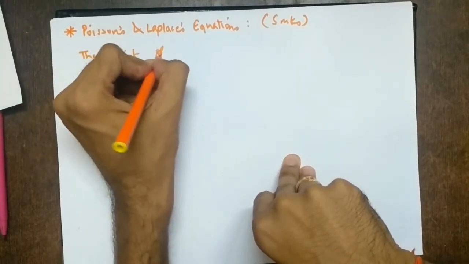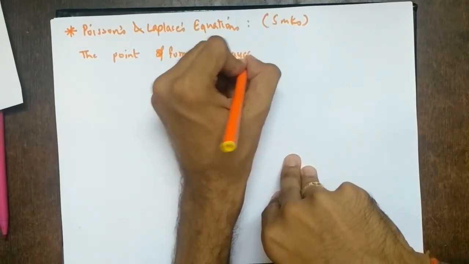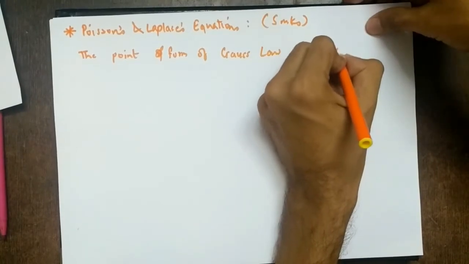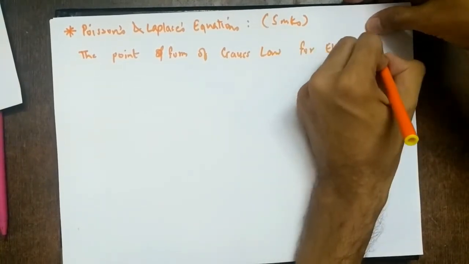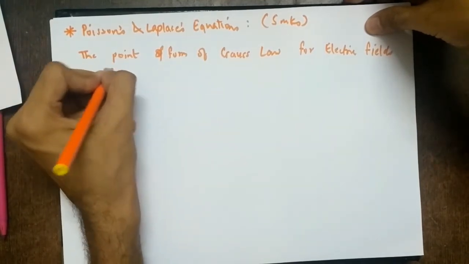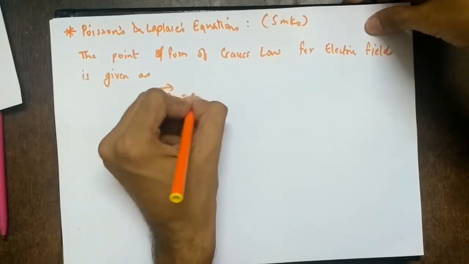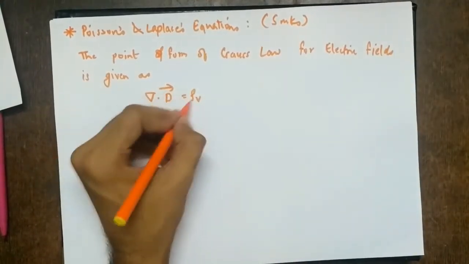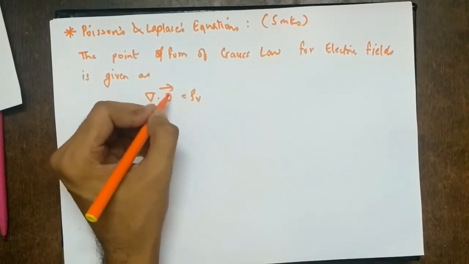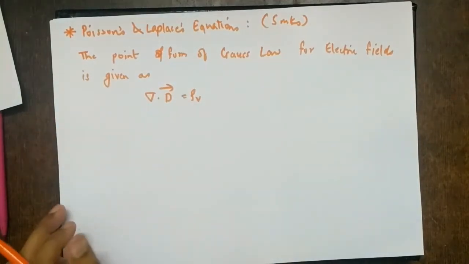The point form of Gauss law for electric fields is given as, what is it? Del dot D vector equal to rho v. Again, how we got this? We got it from integral form. And how we got it from integral form? By applying divergence theorem. Again, why I keep repeating this is so that you remember it and don't forget.